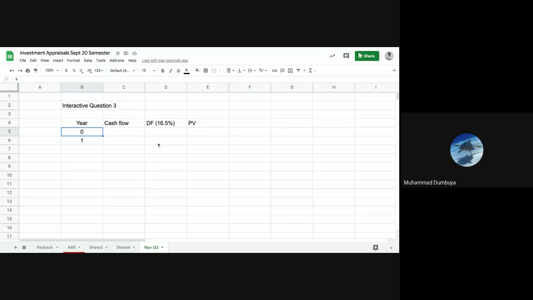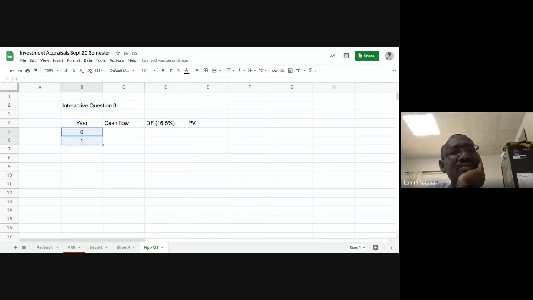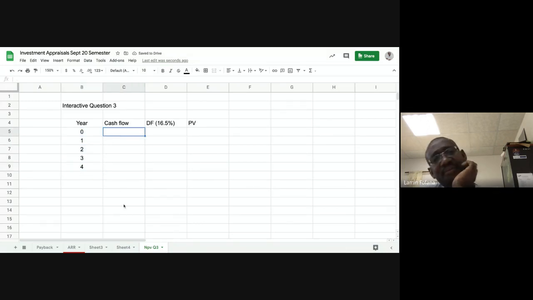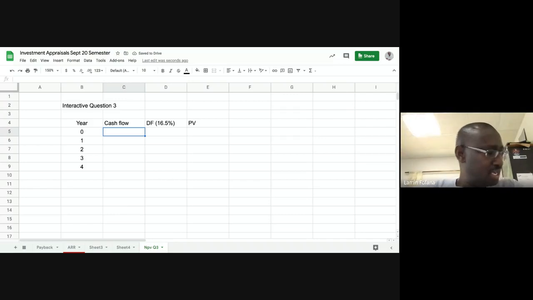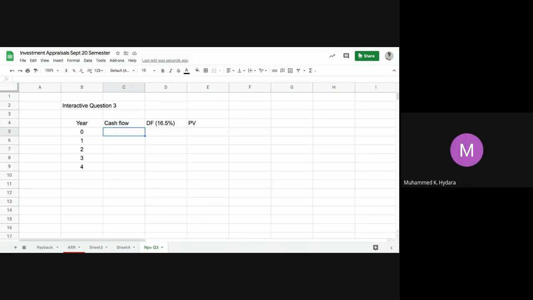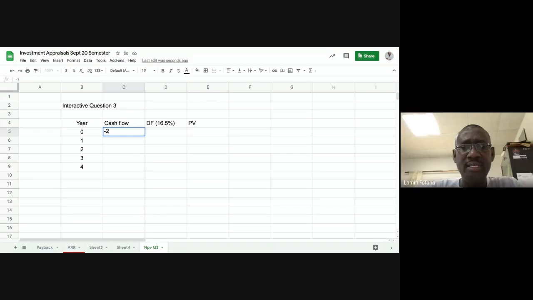You will highlight from 0 to 1 and then drag downwards. Okay, I highlight from 0 to 1 and drag downwards up to year 4. Thank you, Mr. Dumbe. Good. So year 0 is always cash flow now. And what's our cash flow now? 280. 280, so negative 280,000.